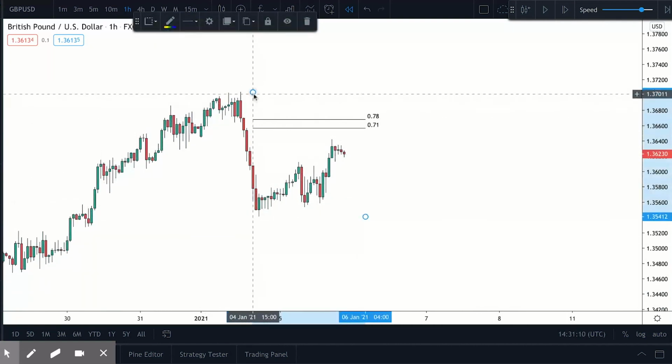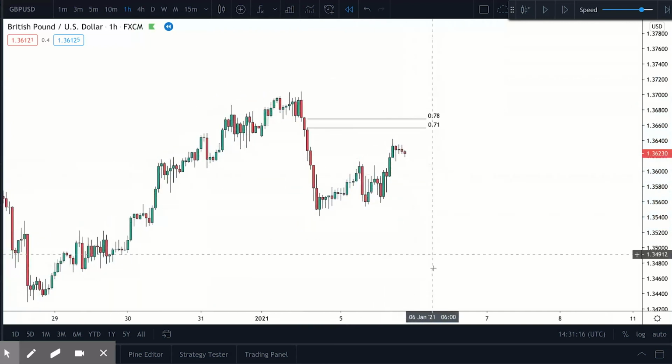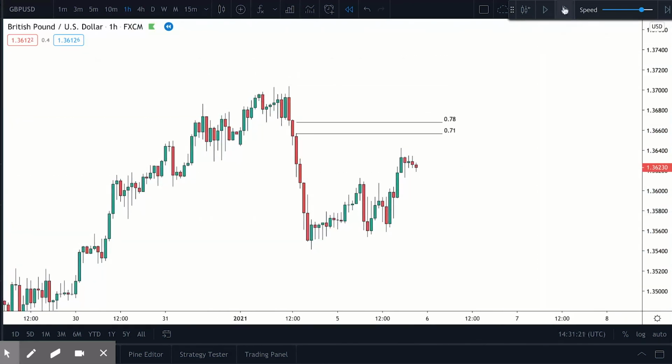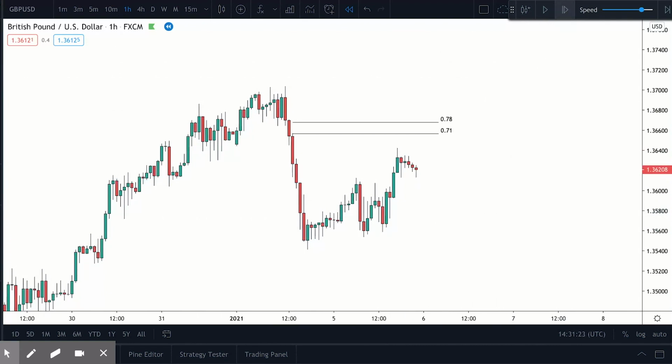So we've connected the top to the bottom here. Plot them on as precisely as you can. And as you see, we've got the 71 and 78% Fibonacci levels now plotted on the chart. So what we'd be looking for is a reaction in that zone to actually sell from.